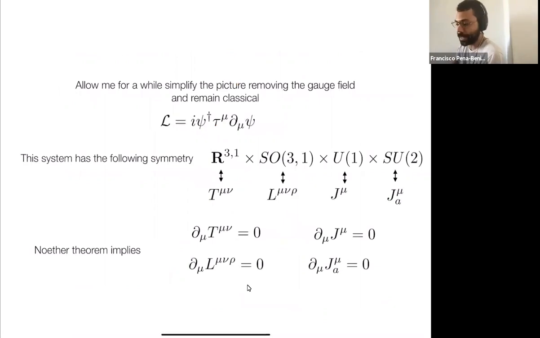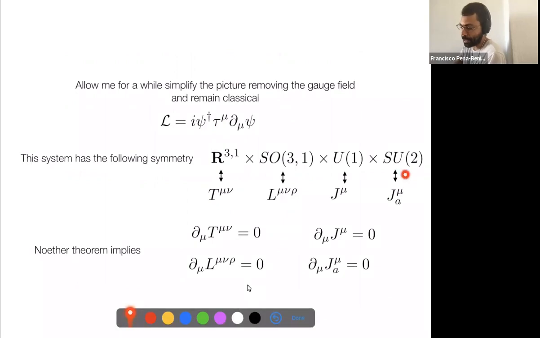Okay, then from the classical perspective again, if we have this SU2, we will have a conserved current that I'm just calling J mu A. We will have a U1 current that will be conserved, conservation of translations, conservation of angular momentum. But everything we learned before related with anomalies automatically tells us that, okay, well, this symmetry here and this symmetry here will be anomalous.